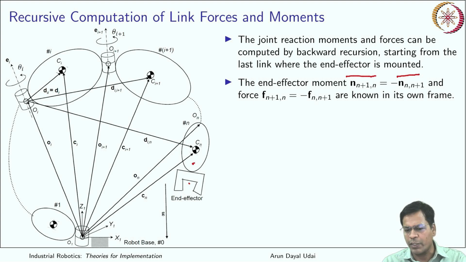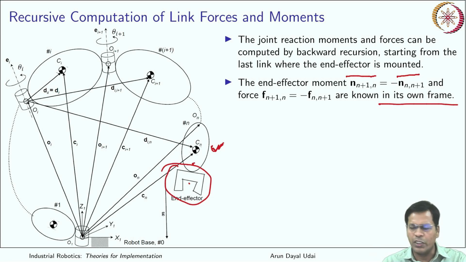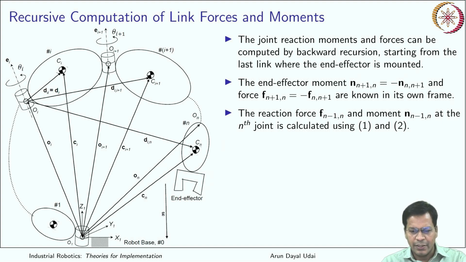Okay, for the force and the moment both, that is known in its own frame. For the last link it is always known, we know 100% of it. For this link, you know this is always true, action and reaction pair, they balance, only the directions are inverted. And then the reaction force n minus 1, n, that is over here, and the moment at the nth joint, which is here, is calculated using equations 1 and 2.